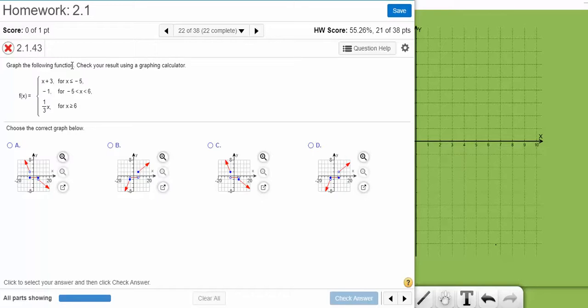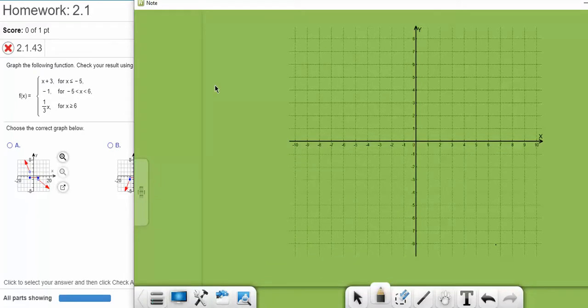2.1.43, graph the following function. Check your result using a graphing calculator. Okay, so ignore the graphing. Well, if you want, you can check it using something like Desmos, but again, on tests, you won't be allowed to use graphing calculators. So learn how to do it without it.